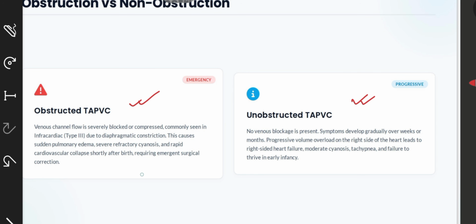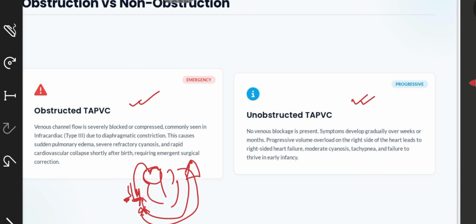Obstructive type means all the pulmonary veins drain directly into the IVC, and from this IVC the blood enters the right atrium. So there is an obstruction. As there is an obstruction, only a small amount of blood enters from the lung to the right atrium, so only a small amount of oxygenated blood enters the right atrium, along with much more deoxygenated blood. So there is severe cyanosis. The child presents with severe cyanosis just after birth.